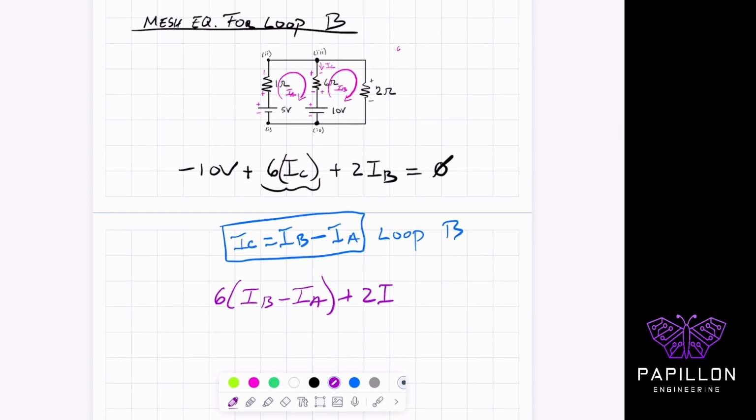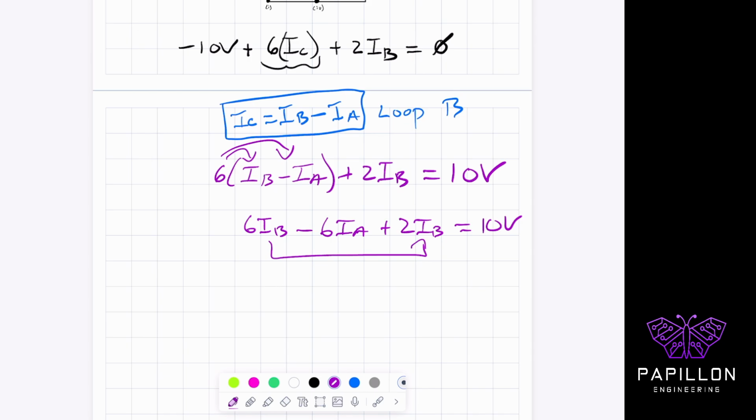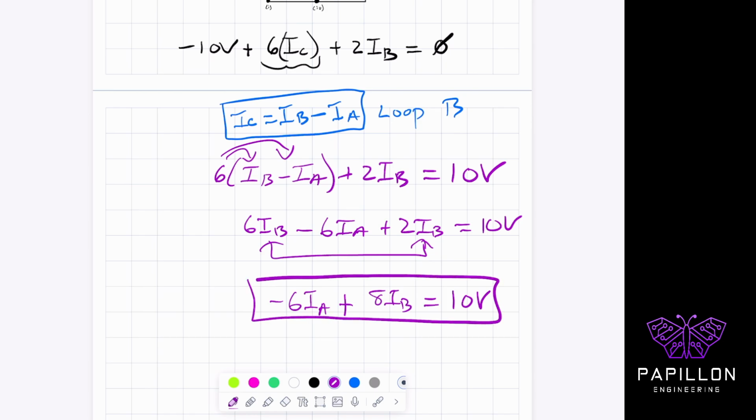plus 2IB equals 10 volts is what I'm left with. Distribute this out again. So I'm left with 6IB minus 6IA plus 2IB equals 10 volts. And again, these two are together, so let me simplify it. Then we have here 8IB, and minus 6IA, this is a positive, right, equals 10 volts. And I finally have my second equation done.